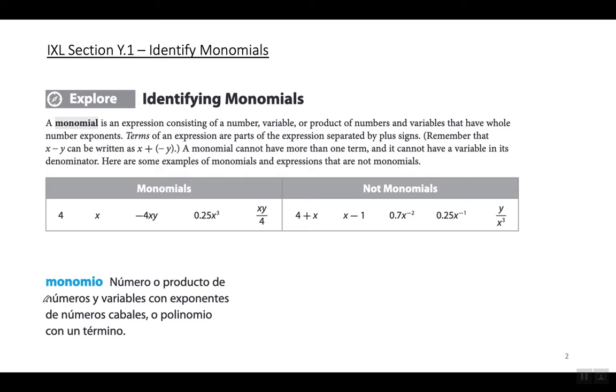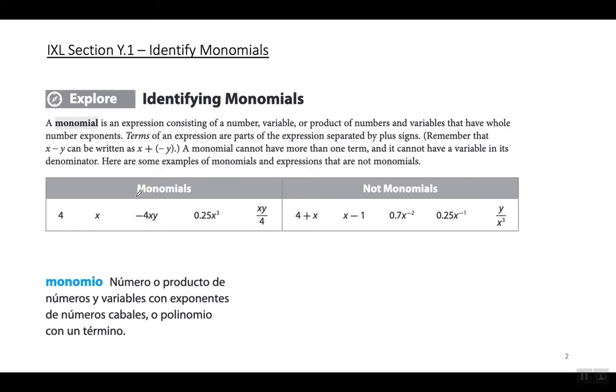A monomial is an expression consisting of a number, variable, or product of numbers and variables that have whole number exponents. Terms of an expression are parts of the expression separated by plus signs. Remember that x minus y can be written as x plus negative y. A monomial cannot have more than one term, and it cannot have a variable in its denominator. Here are some examples of monomials and expressions that are not monomials.